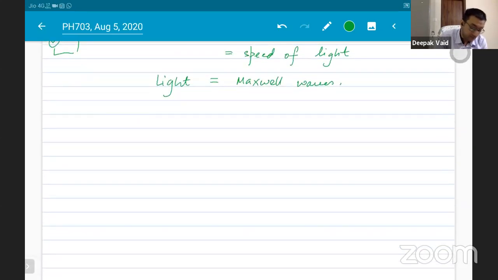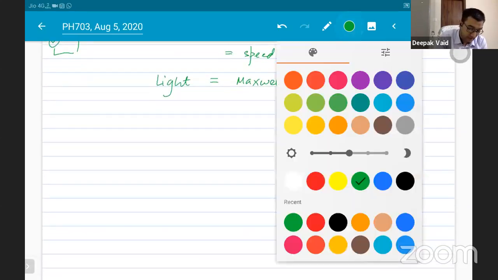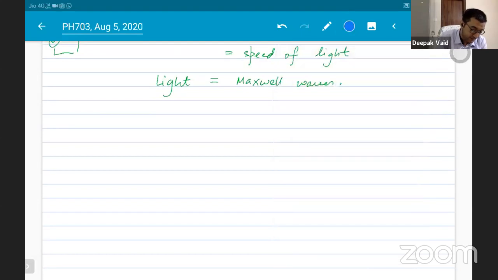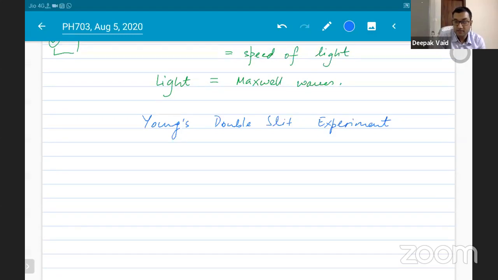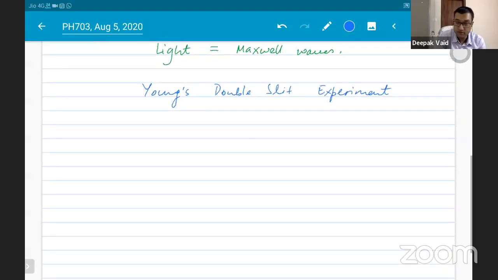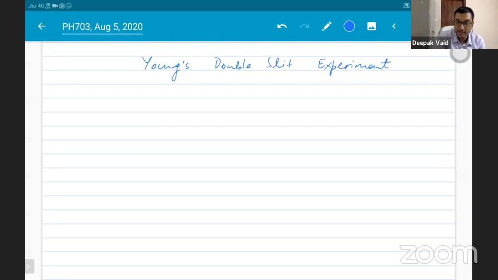Well, so there are a couple of other developments that were taking place. One of those developments goes by the name, for example, of Young's double slit experiment. So we will encounter this experiment many times because it is one of the most important experiments in quantum mechanics. But right now, I will discuss this purely in terms of the classical picture.